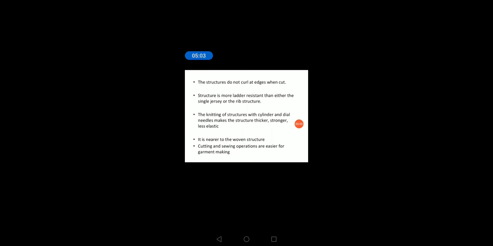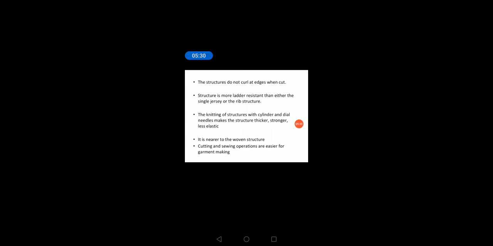The fabric does not curl at the edges when cut. The structure has more ladder resistance than either the single jersey or rib structures.